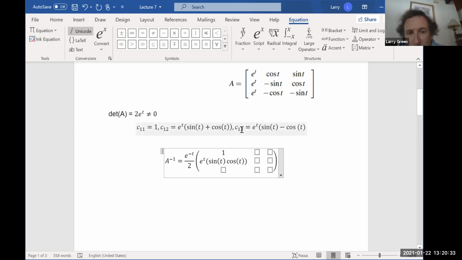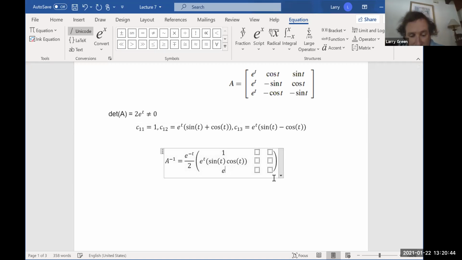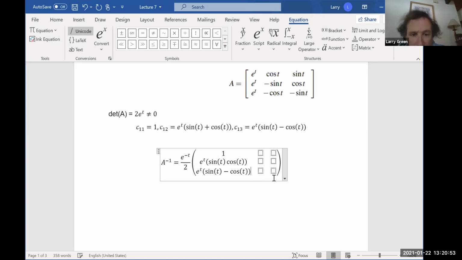Okay, and where does the e to the t sine of t minus cosine t go? Underneath that. Yeah, that's going to be the third row, first column, because again, you switch. e to the t times sine of t minus cosine of t. Any questions on that? Now, I don't want to spend all day doing this, because we got to get to new material too. But do you get the idea?